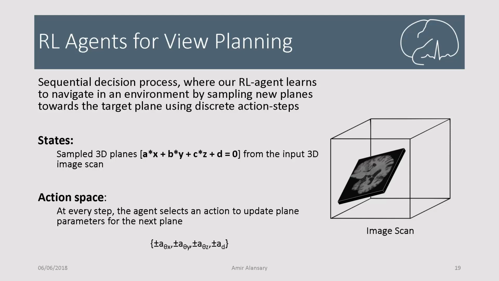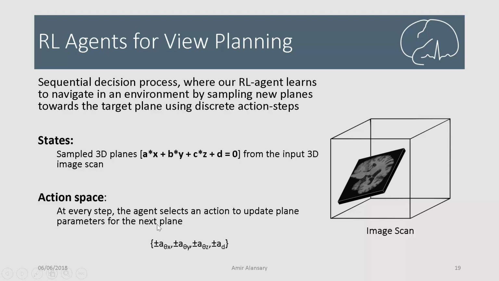As we mentioned, it's a sequential decision process. So we want to solve the view planning in a sequential way. We define our environment here as the 3D image scan. And we sample a state, which is a 2D plane, randomly from anywhere. And this plane is parameterized using 4 parameters in this equation, where the first 3 are the direction of the normal of the plane, and the d here is the distance between the plane and the origin of your volume.